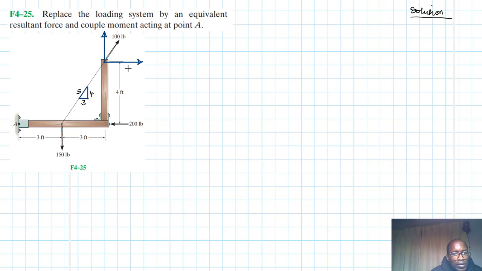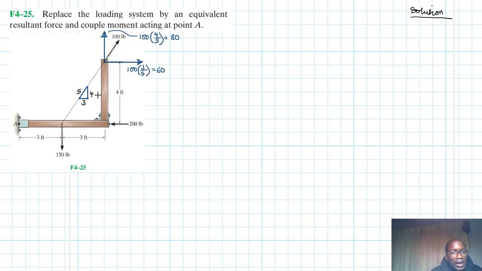Therefore, the bottom one becomes 100 by the run 3 divided by the hypotenuse 5. So 5 into 100 is 20, 20 by 3 is 60. And this one is 100 by the rise, which is 4 divided by 5. This gives us 4 into 100 is 20, 20 by 4 is 80. So we have all the forces.